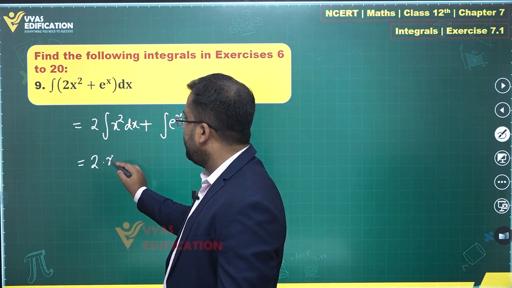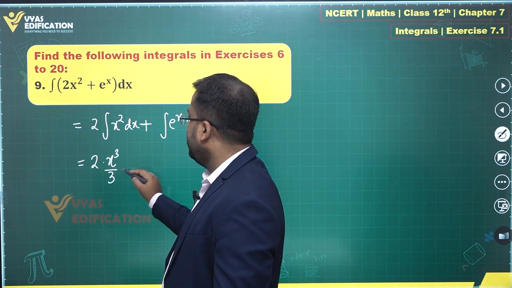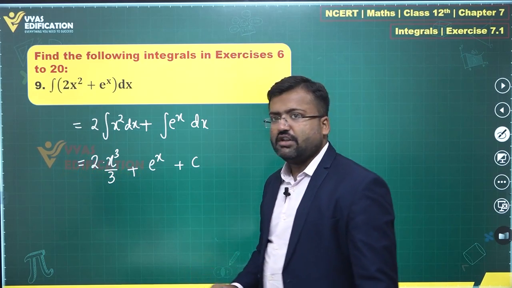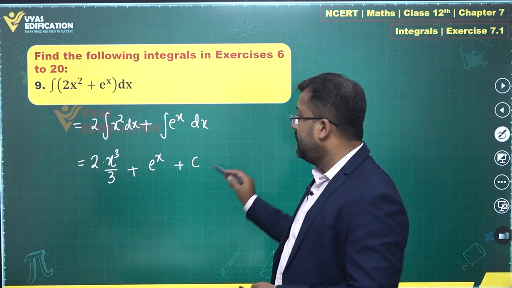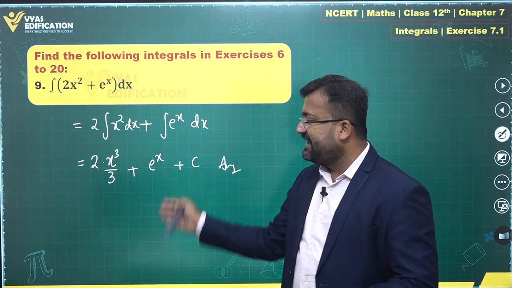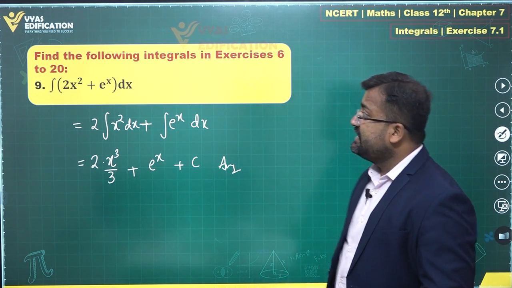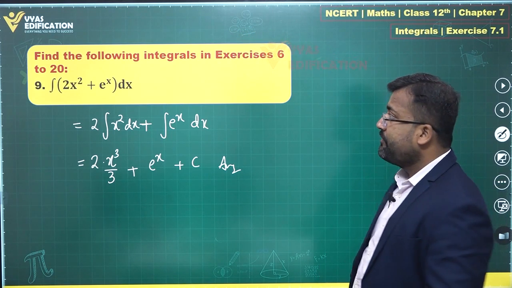This is 2 times x square. The integral will be x power 3 upon 3, plus integral of e power x will be simply e power x, and you add a constant over there. That's the answer for this question: simply 2 by 3 x power 3 plus e power x plus constant of integration. That's the final answer for this 9th question.